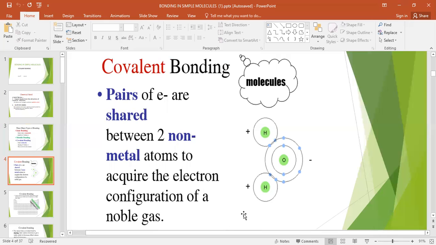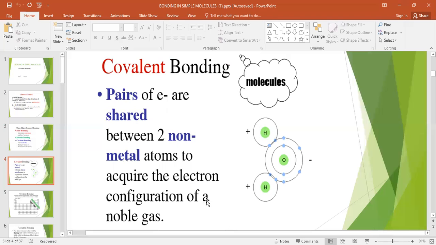So we are going to study covalent. A pair of electrons is shared between two non-metal atoms. Keep in mind, maybe in a multiple choice question, you will get options like: covalent bonding forms between metal and non-metal, between two metals, between two non-metals, and none of them. So what is your answer? Between two non-metals. Clear now this one?